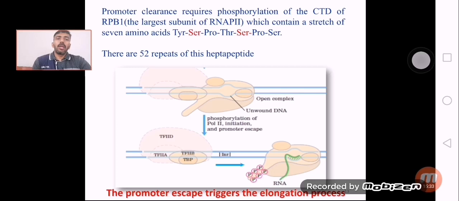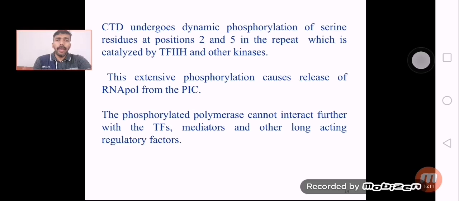So the promoter clearance requires a most important reaction, what we call the phosphorylation of the carboxy terminal domain of the largest subunit of the RNA polymerase 2 enzyme. That's what we already noted. It is RPB1. And in this RPB1, as we have seen before, there is a heptapeptide sequence which consists of certain serine residues. These serine residues usually undergo heavy phosphorylation by the involvement of TF2H kinase activity, and certain other kinases are also associated.